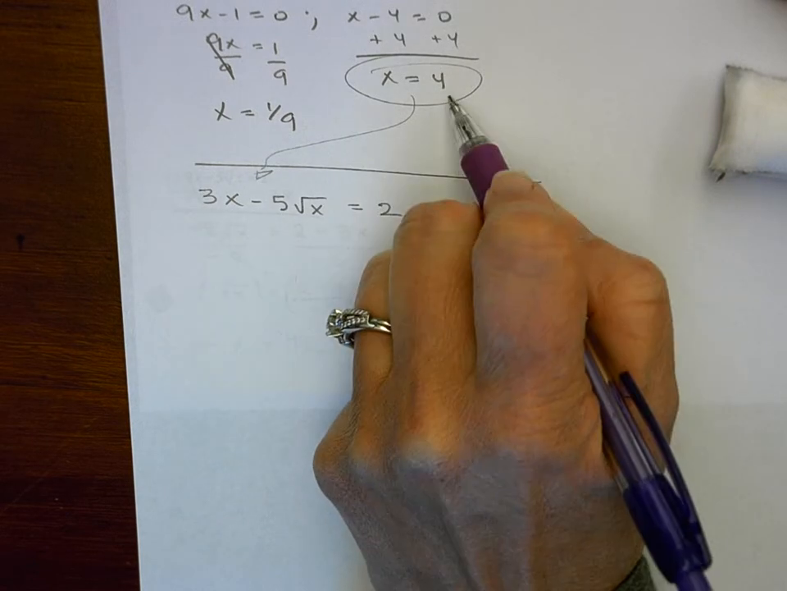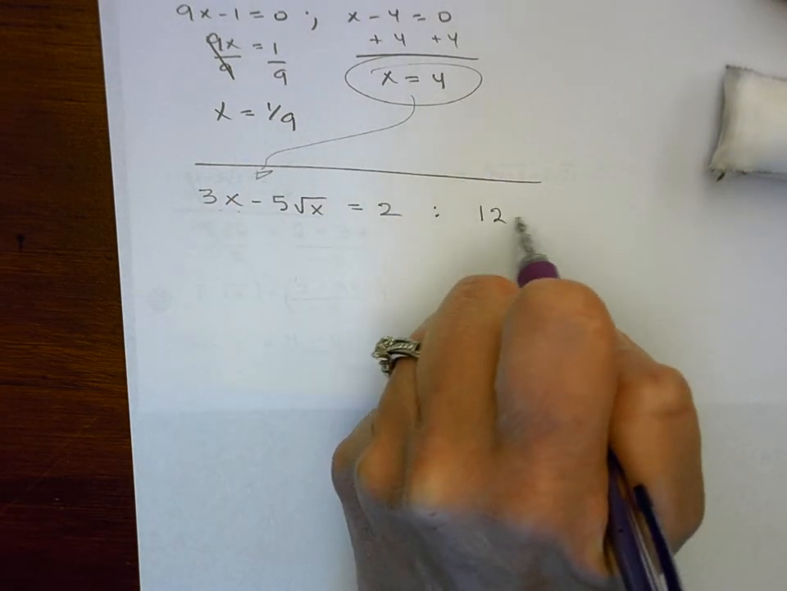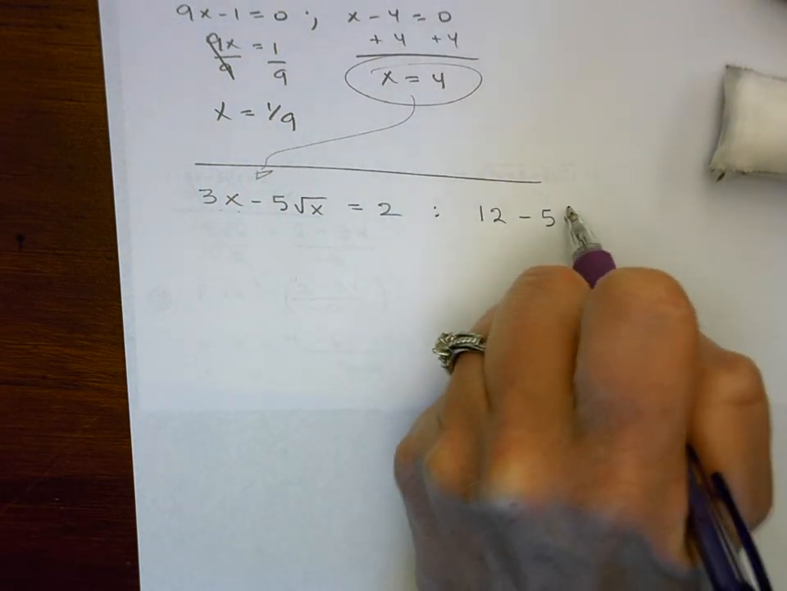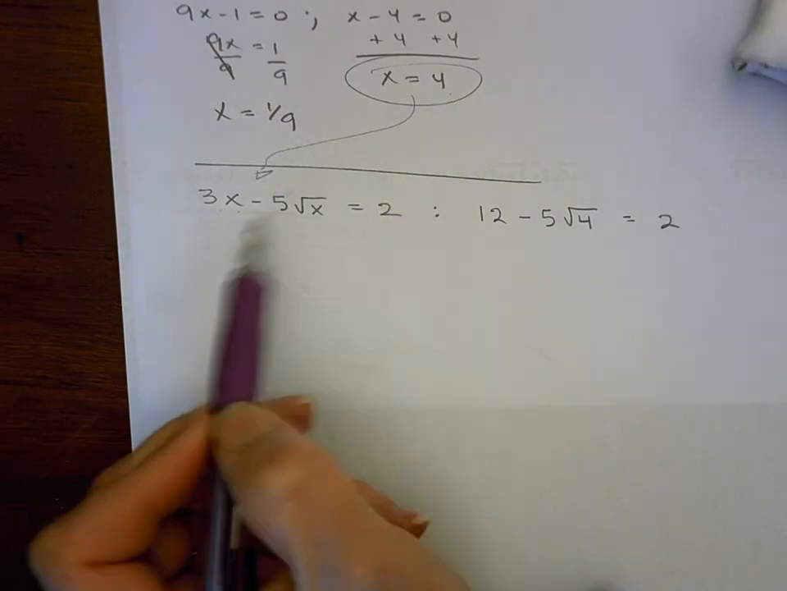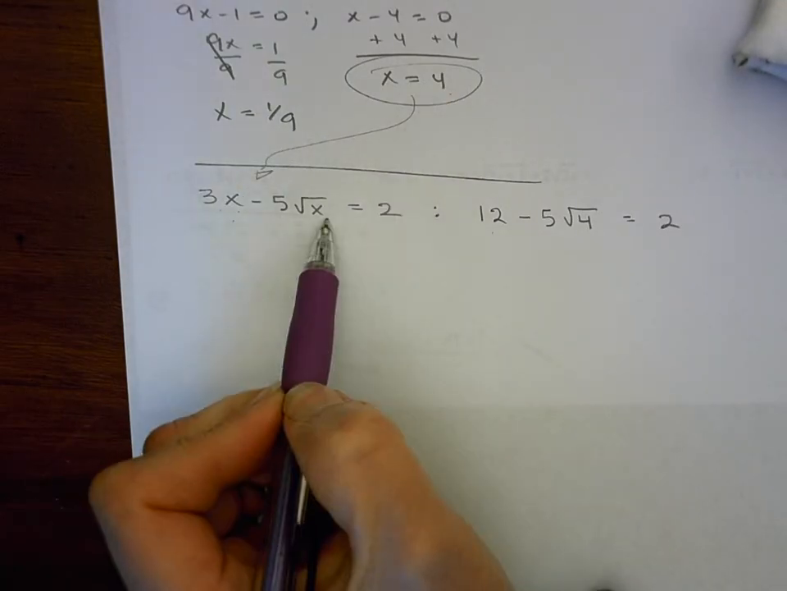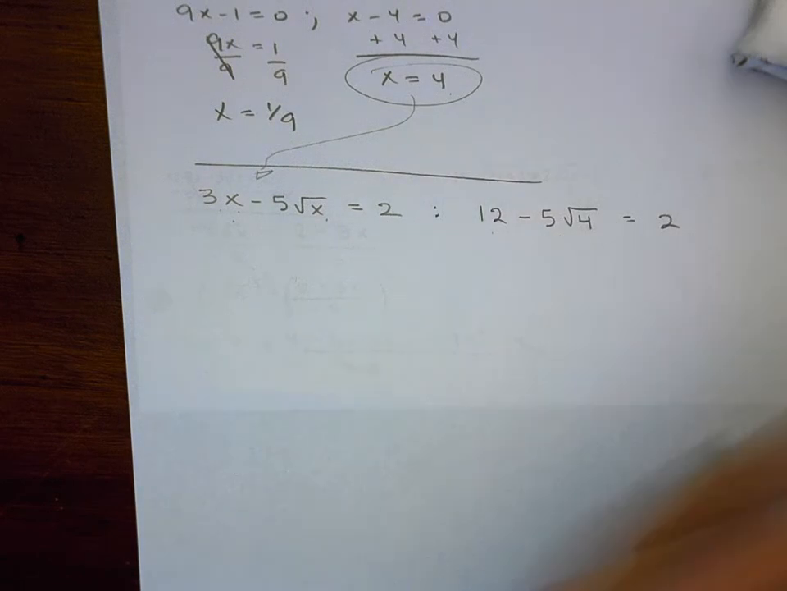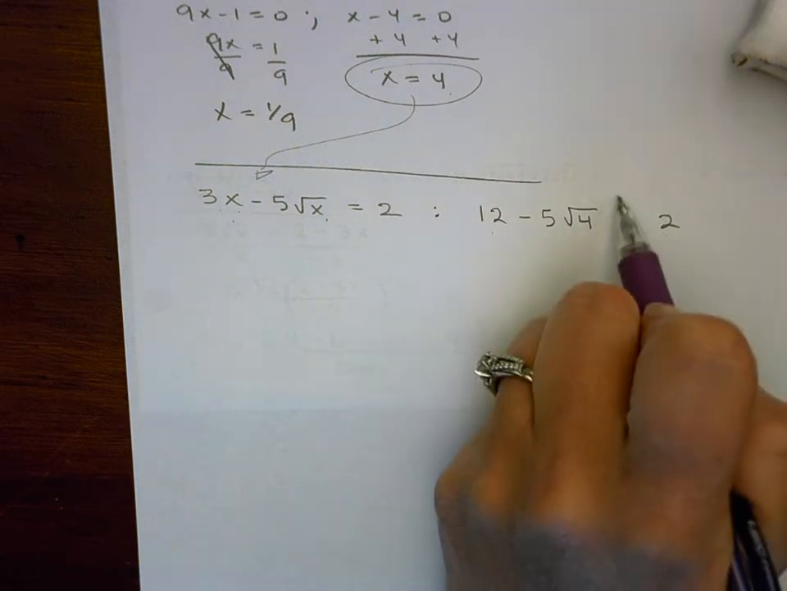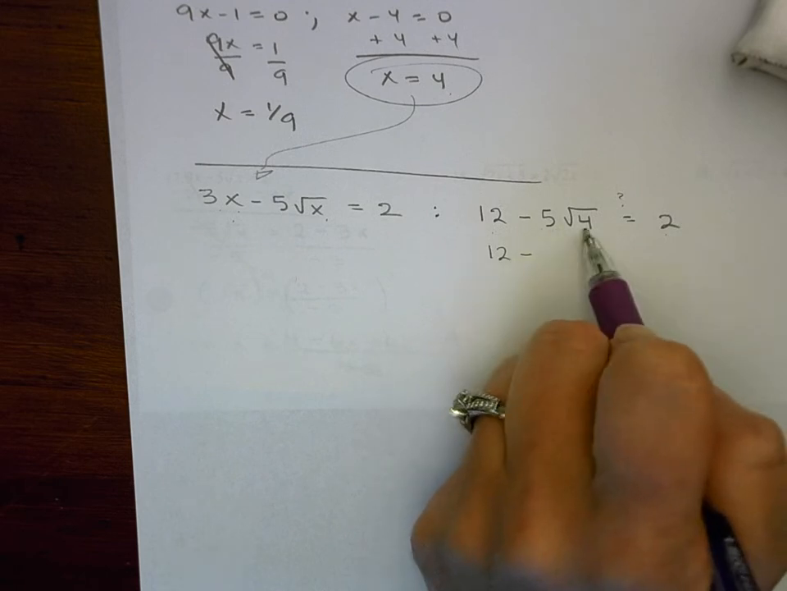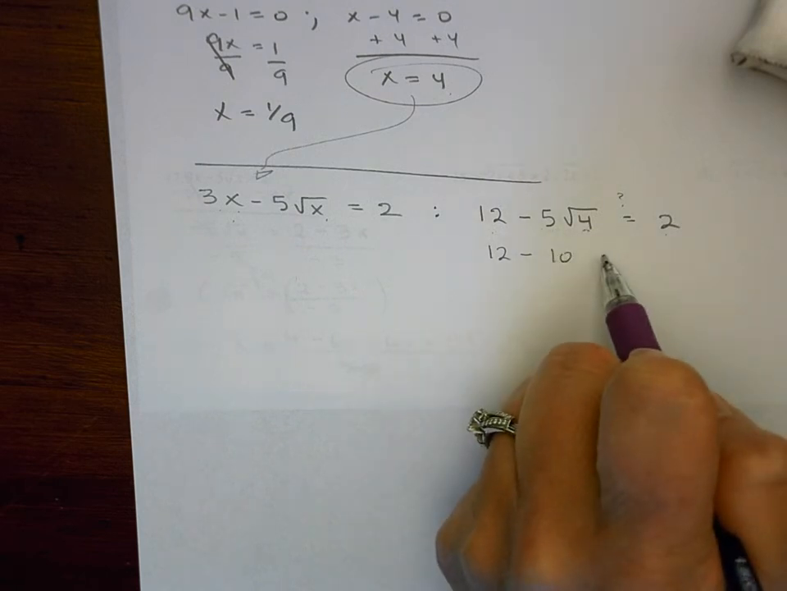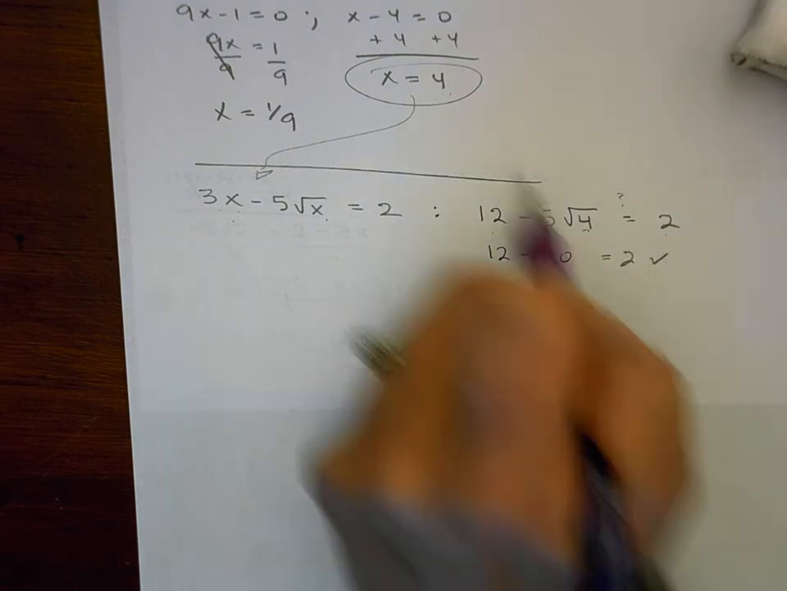So then 3 times 4. And I want to know, does that equal 2? So 3 times 4 is 12. Replace x with 4. And so I'm hoping it's equaling to positive 2, right? I don't know that. So that would be 12 minus, and then 5 times 2 is 10. And does 12 minus 10 equal 2? It does. So this is good.